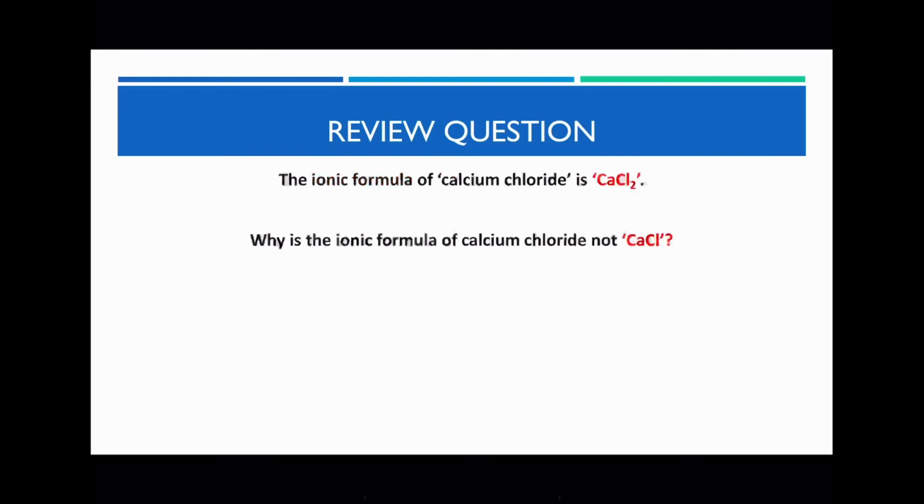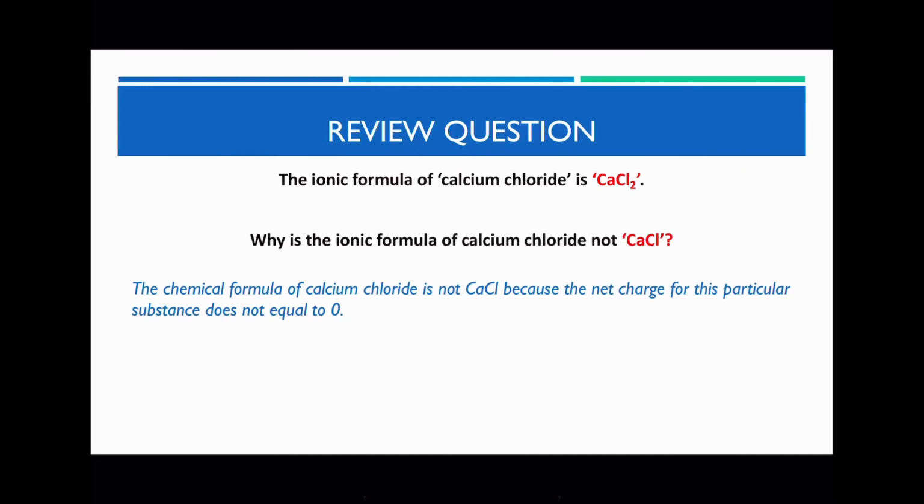One last question that I would like you guys to do. This particular review question says the ionic formula of calcium chloride is CaCl2. So that's the correct ionic formula. The question wants you to explain why the ionic formula of calcium chloride is not CaCl. And this again comes back to what I've discussed before, where we said that the net charge of all ionic compounds must be equal to 0. So they're pretty much neutral. So the chemical formula of calcium chloride is not CaCl because the net charge for this particular substance does not equal 0. And I'll show you why that is the case.